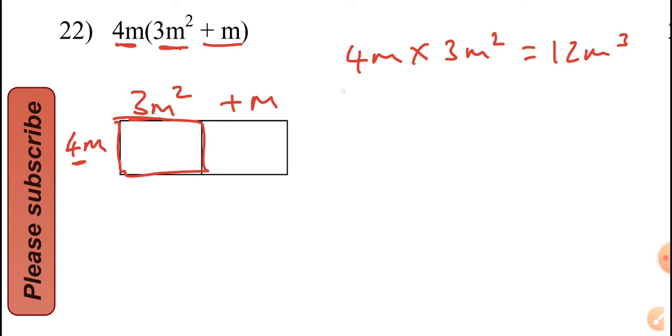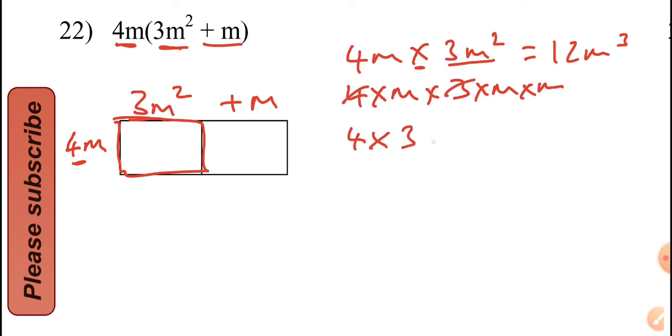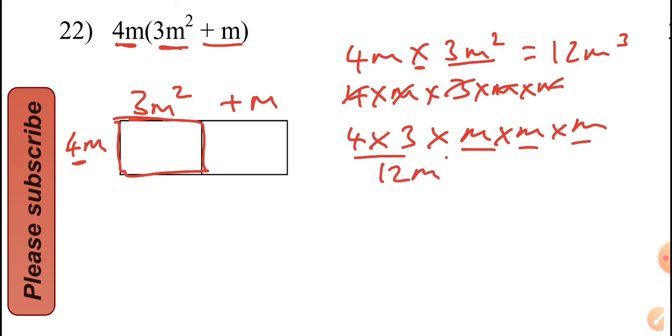How is that? Well, 4m means 4 times m, and then we put the times sign down, and then 3m square means 3 times m times m. Now because it's all multiplying, we can write it as 4 times 3, so that's that and that dealt with, and then times 1, 2, 3 m's. So 4 times 3 is 12. M times m times m is m cube. So inside this box here, we want to write 12m cube.